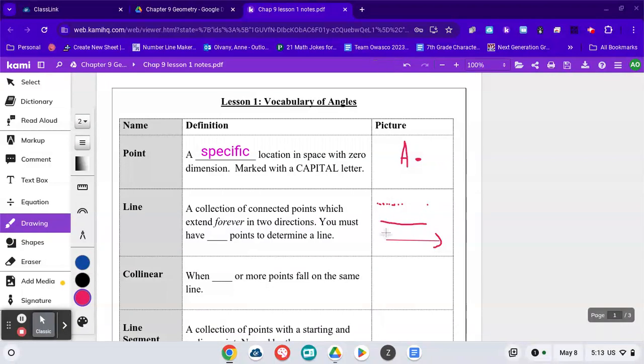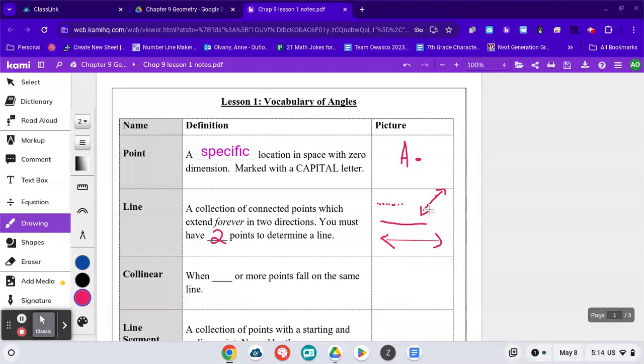Now, lines are a series of connected points which extend forever in both directions, opposite directions actually, and that's why I have arrows on the end to show that it's going to continue in opposite directions forever. To determine a line, you must have 2 points because that determines which way the line goes. I drew a line horizontally, but these 2 points would determine a line that goes this way. So that's why it takes 2 points to determine a line, because it helps you know which direction that line is going in.